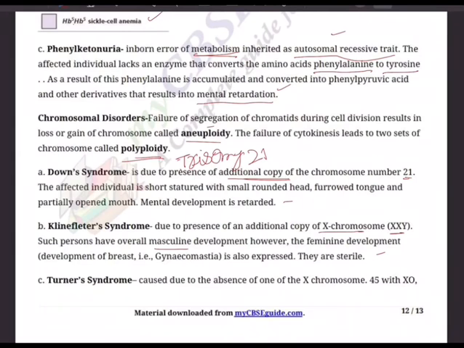And then we come to Turner's syndrome. Turner's syndrome, you must always remember it as 45. It is due to the lack of one chromosome. There we said extra X. Here it is XO, Turner's syndrome.